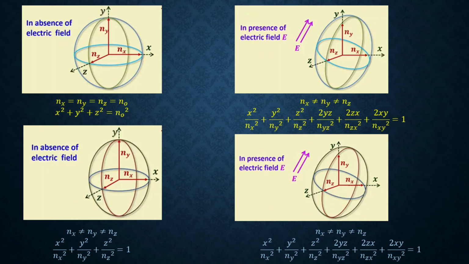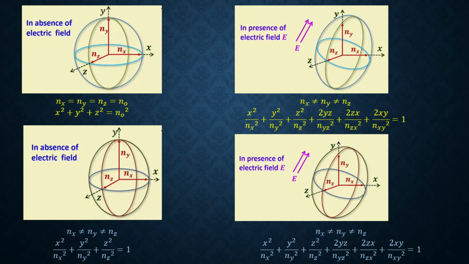So it is nothing but the general ellipsoid. From this picture we can see that the isotropic property of this medium is getting distorted, and in the presence of an electric field, the isotropic medium will become anisotropic.